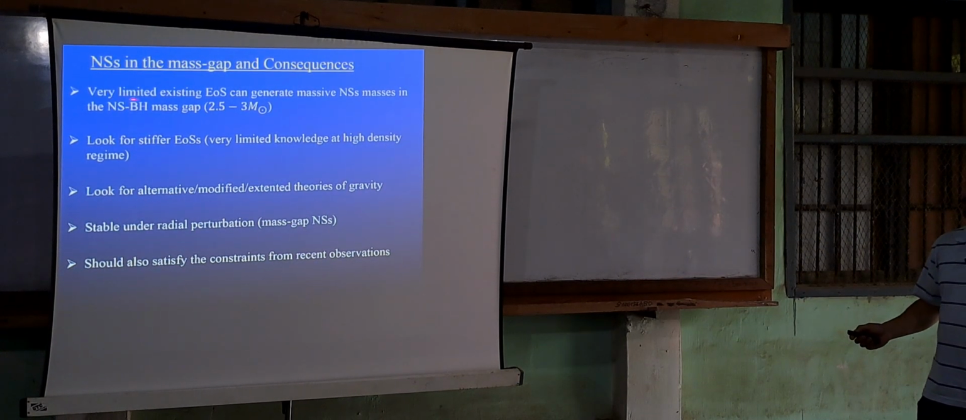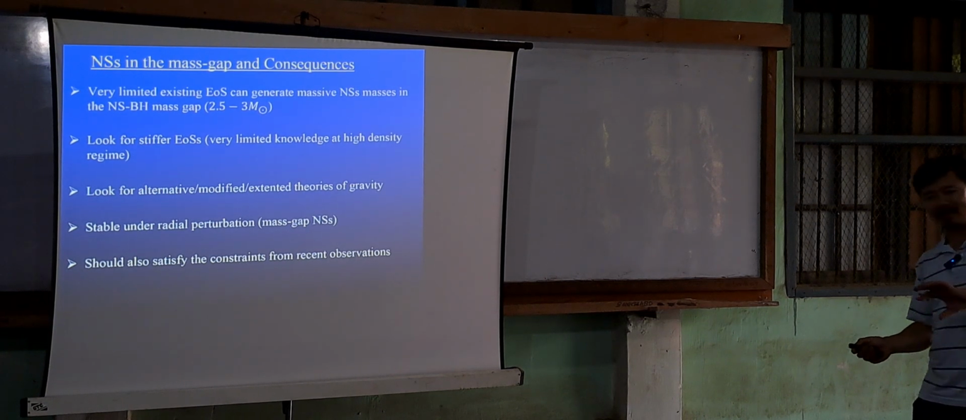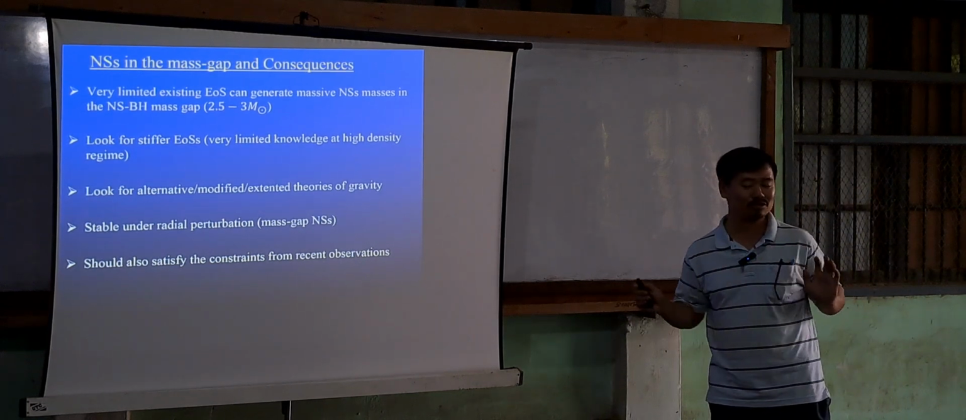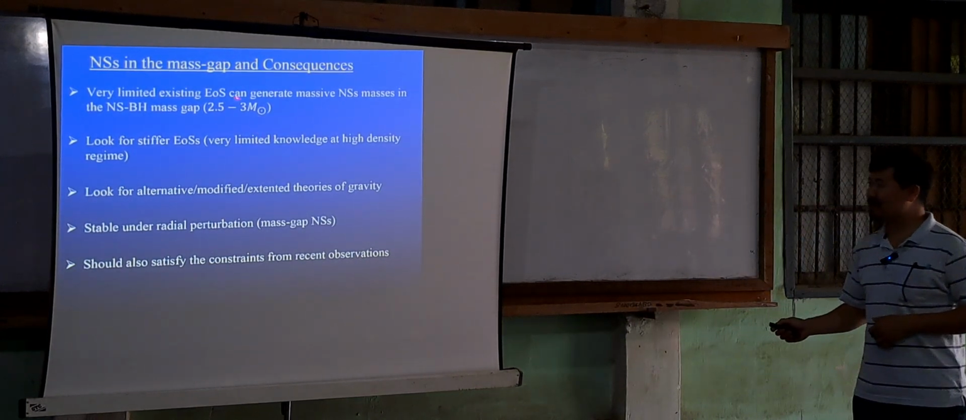So here, there are very few equations of state, which is the relationship between pressure and density, which gives you the particle content inside a neutron star. They are very limited as of now.